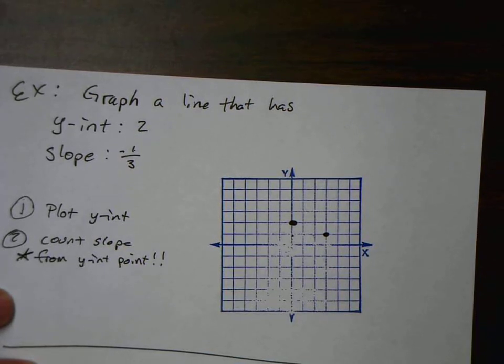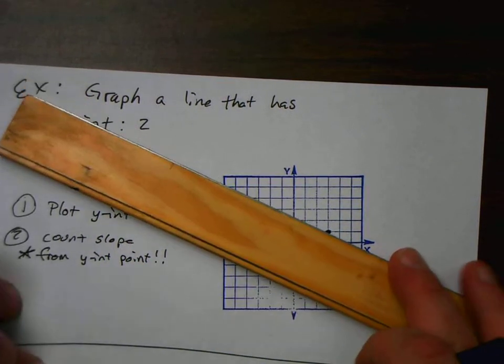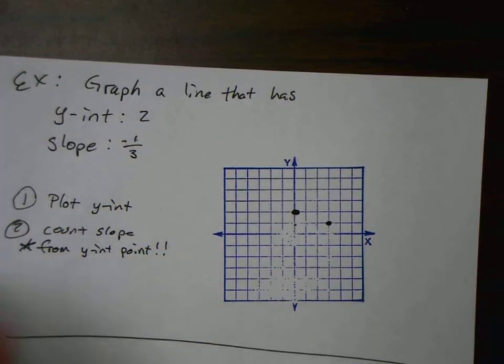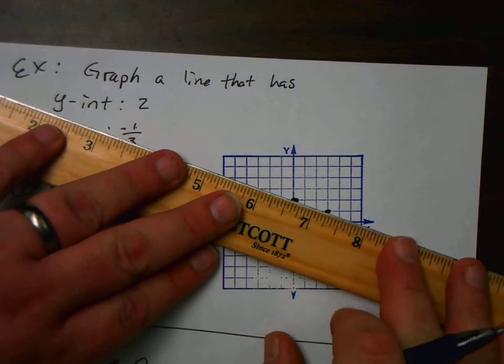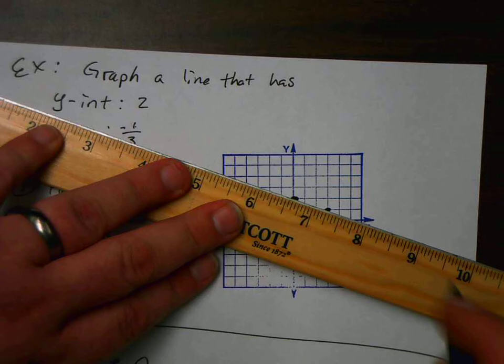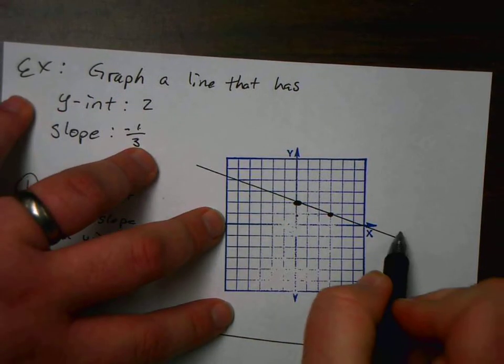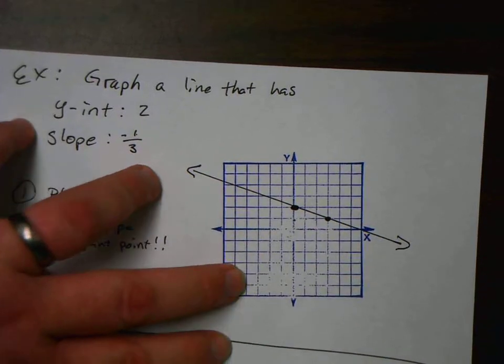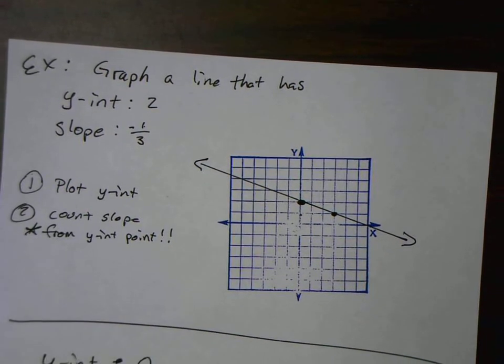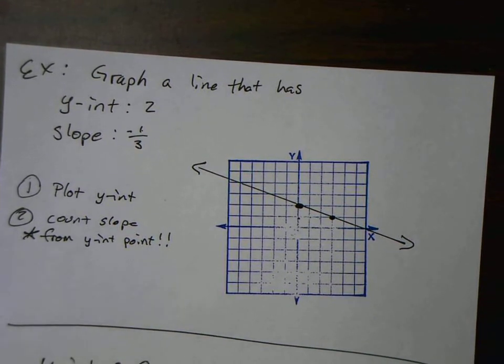Once I have those 2 points, then I can draw my line. If you need a ruler, always ask. In general, you could use your student ID, but when we draw straight lines, try and draw an actual straight line.